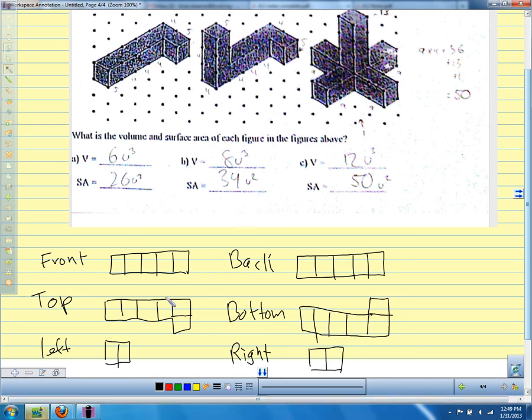So if we put these six orthographic views together, we get an idea of what the three-dimensional shape looks like. So that's what the orthographic views are. What does the shape look like flat from the front, back, top, bottom, left, and right?